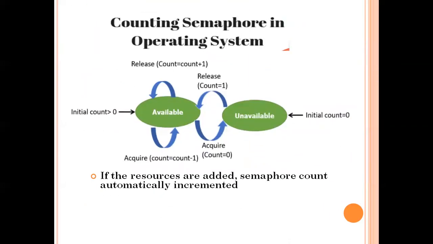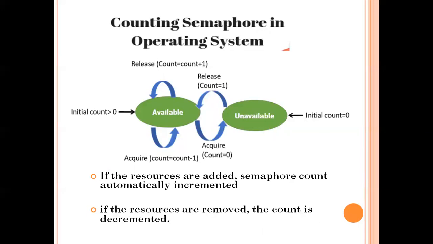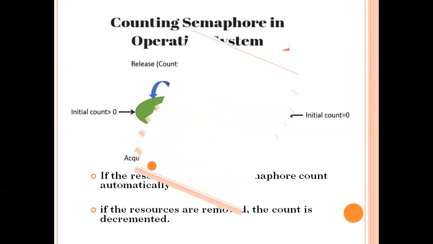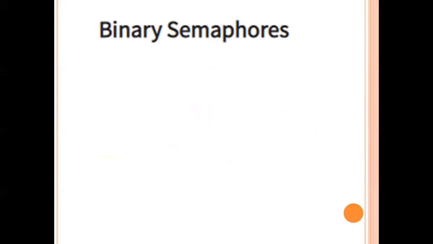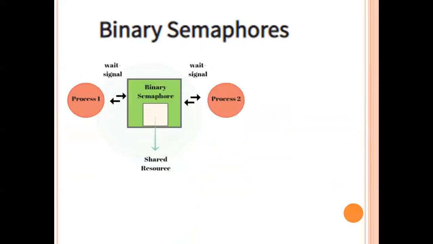So see, in counting semaphore, if resources are added, the semaphore count is automatically incremented by 1. And if resources are removed, then the count is decremented by 1. Now let us come to the binary semaphore. Binary semaphore is the same as counting semaphore, but it has only two values, 0 and 1.